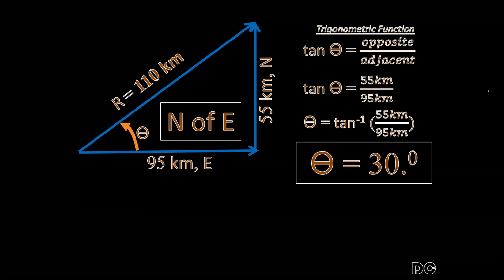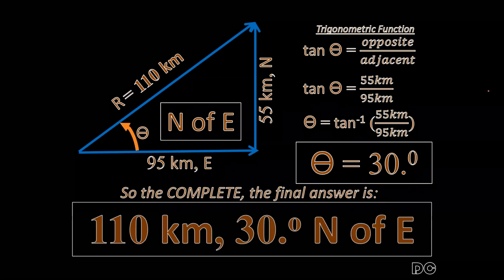okay, and since it started from the east, then it moves forward to the north. And so the final answer is 110 kilometers, then comma, 30 degree, then north of east. Okay, so that is the answer or the displacement of the man that walks 95 kilometers east and 55 kilometers north. Okay, so let's have another example.